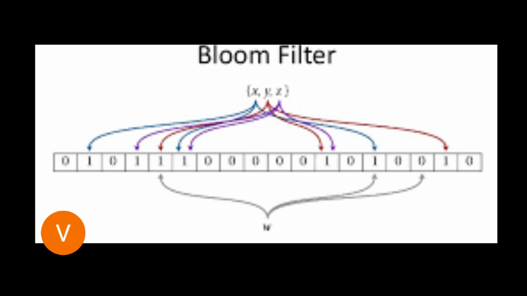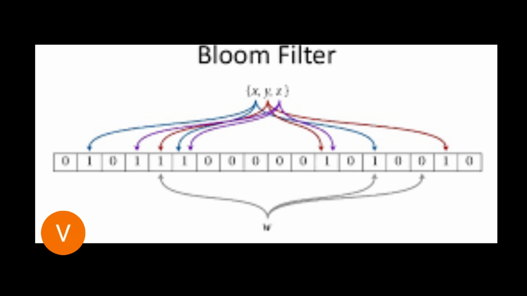Now the chances are less that there will be another piece of data represented with the same set of indices. The chances are less, but still there is a chance, and that is why we say this is a probabilistic data structure.